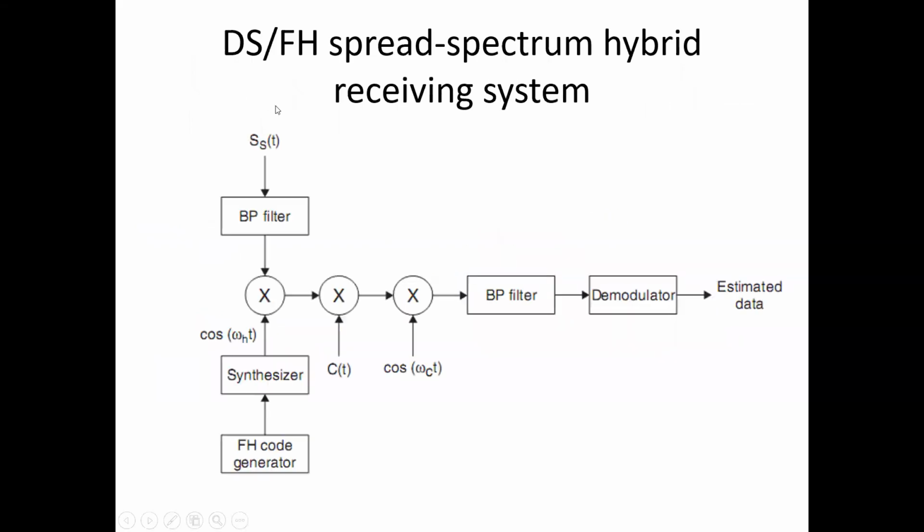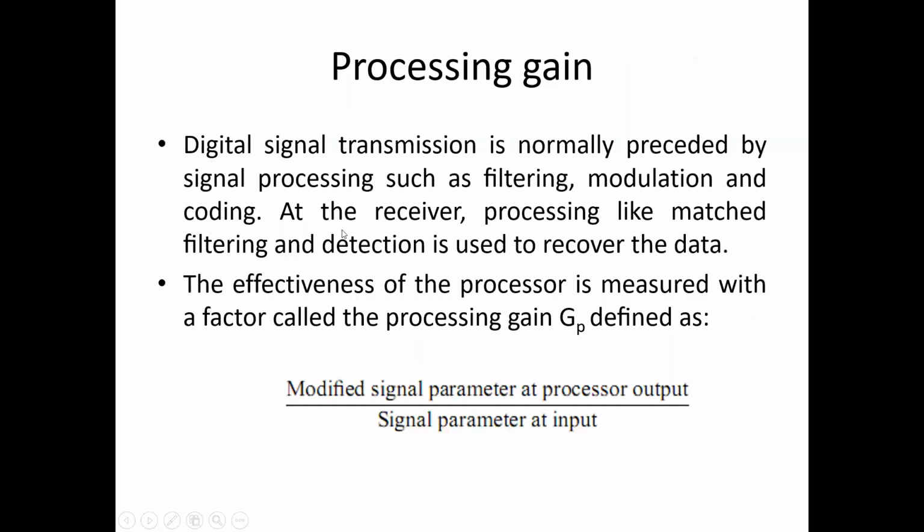Now, for the receiver, first of all, we have to down convert. I mean, the receiver of the frequency hopping will be used at the beginning. Then the despreading using the C of t code, cosine omega c t for down frequency converter, band pass filter, and demodulator. This will be the receiver of the hybrid system. Up to now, do you have any questions, please?